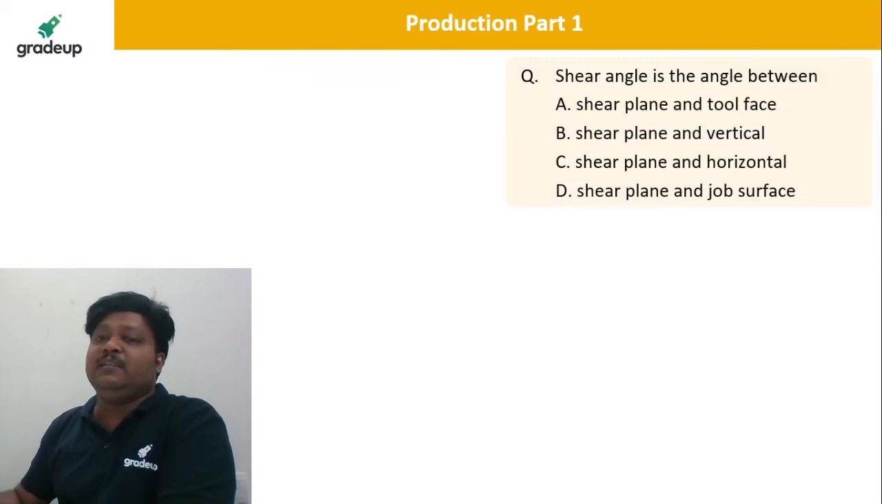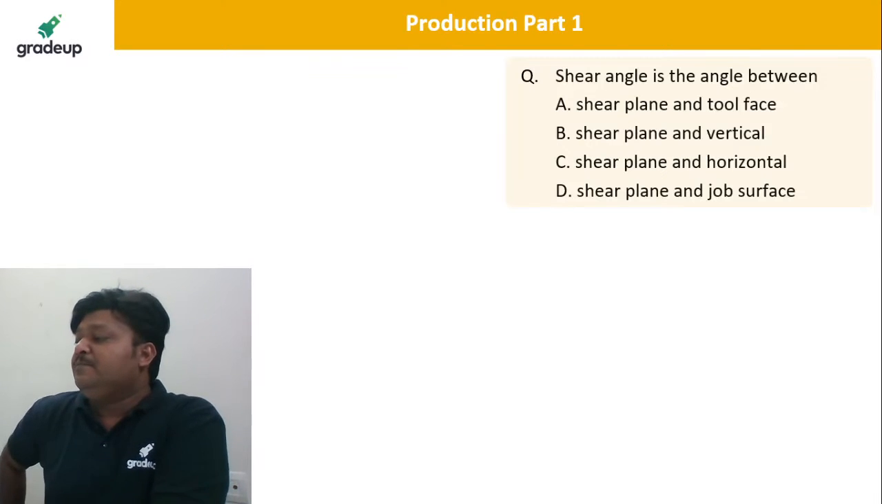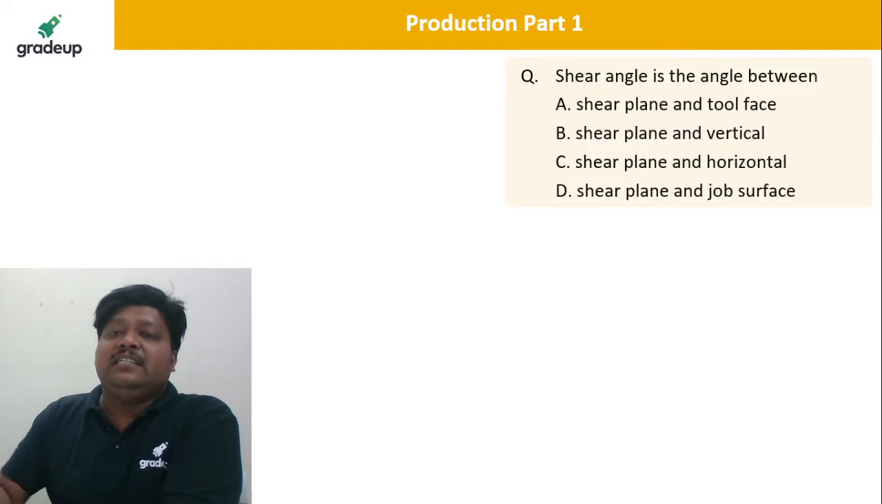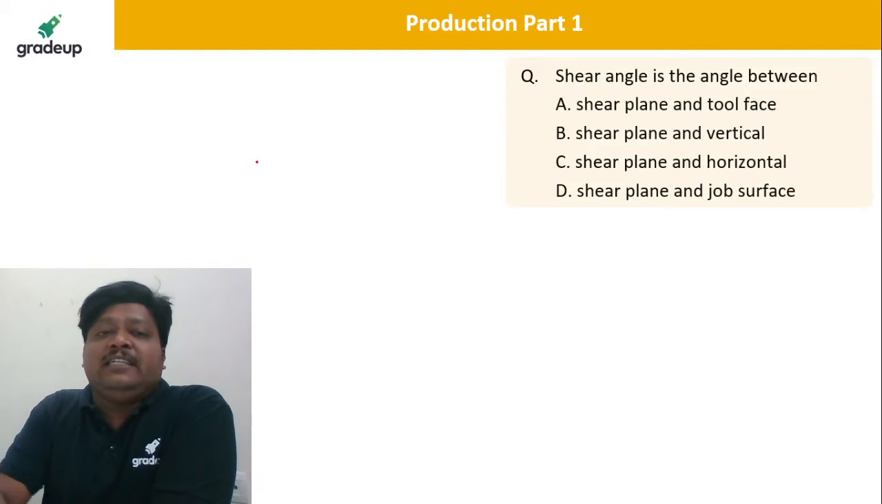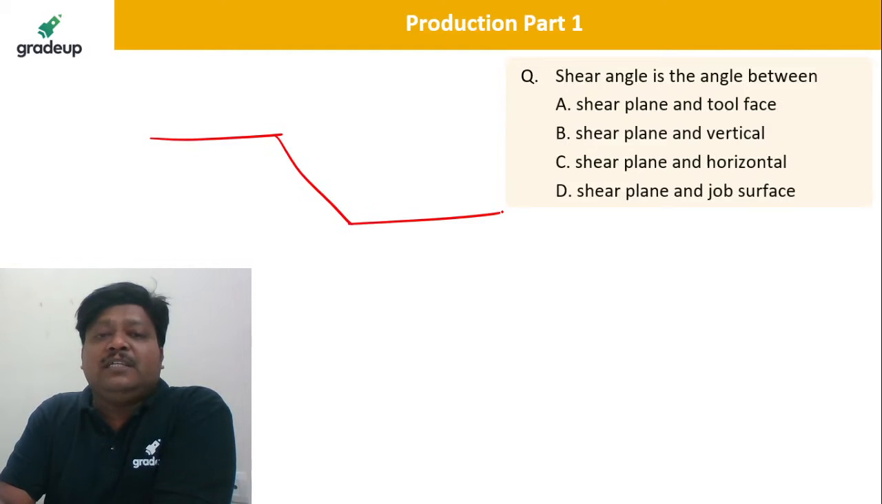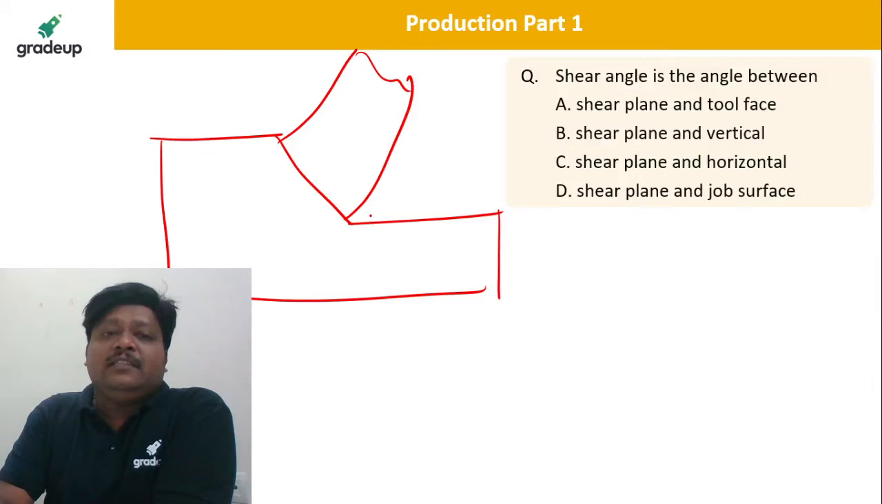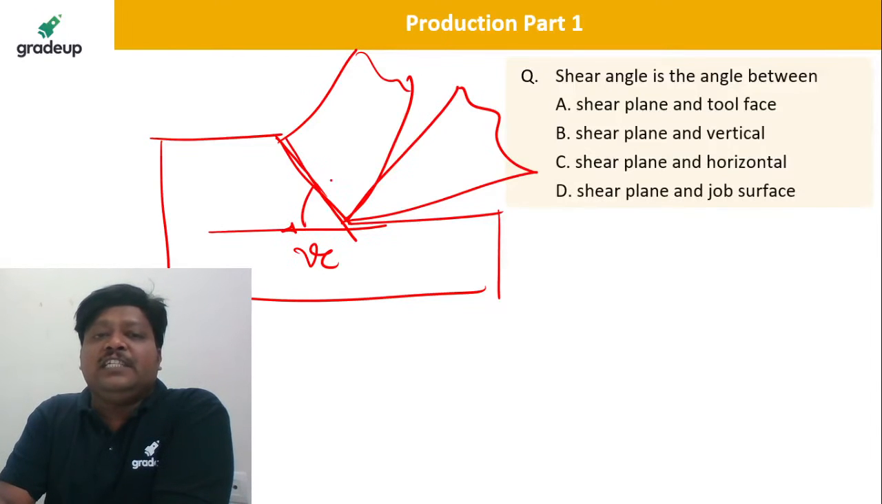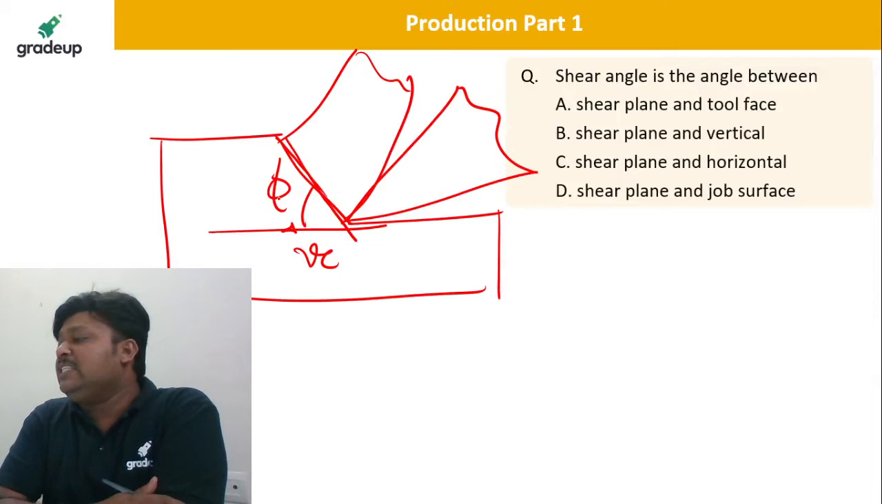Next question. Tell me the answer. Nehal Ahmad, tell me the answer. The shear angle is the angle between... So this is our famous diagram in the cutting operation. This is the chip. This is the tool. And tell me the shear angle. The angle between the cutting velocity vector and the shear plane is known as the shear angle phi.